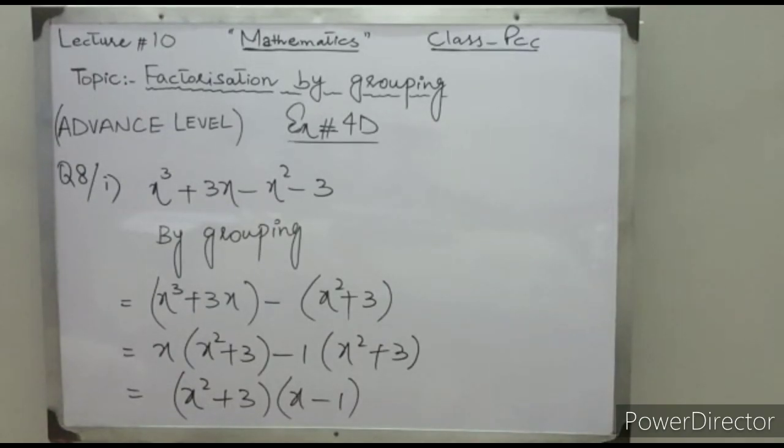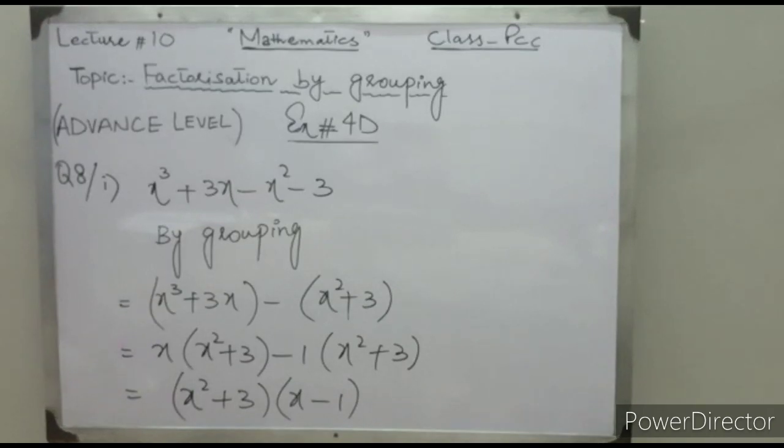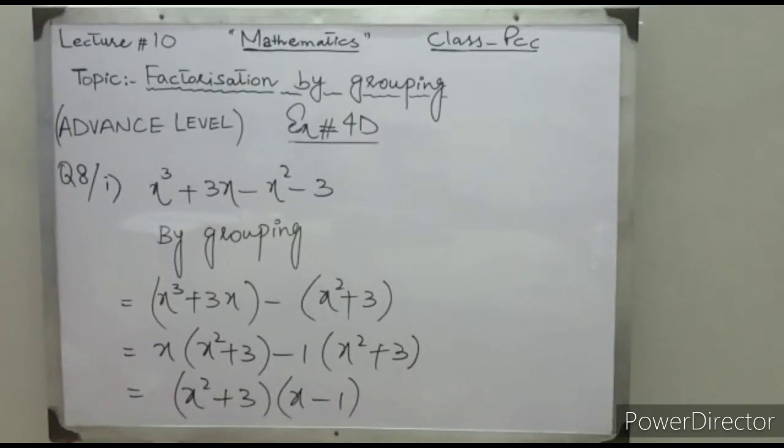Now students, question number 8 part 1. The expression is x cube plus 3x minus x square minus 3. Students, we have 4 terms in this expression. By grouping by 2, we have 2 groups. First group is x cube plus 3x, and in the second group you can see minus is common, so we have x square plus 3.